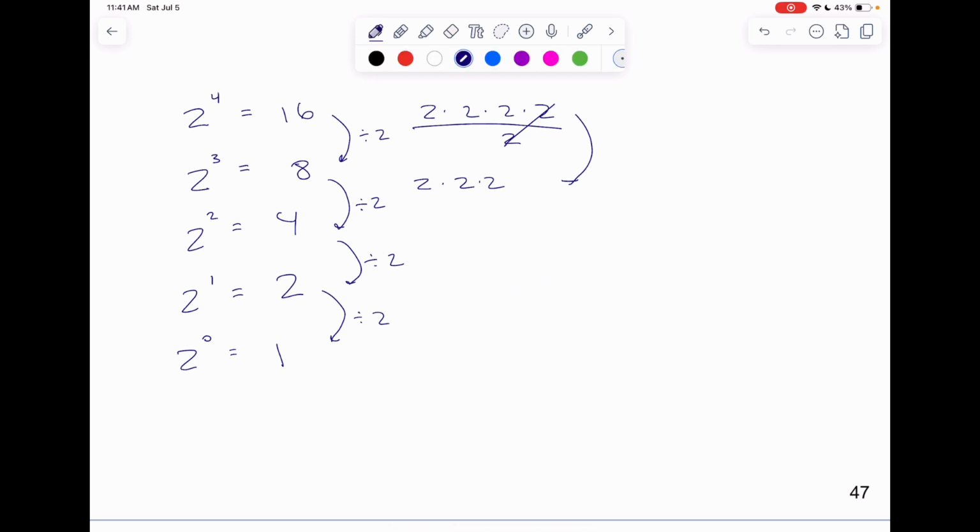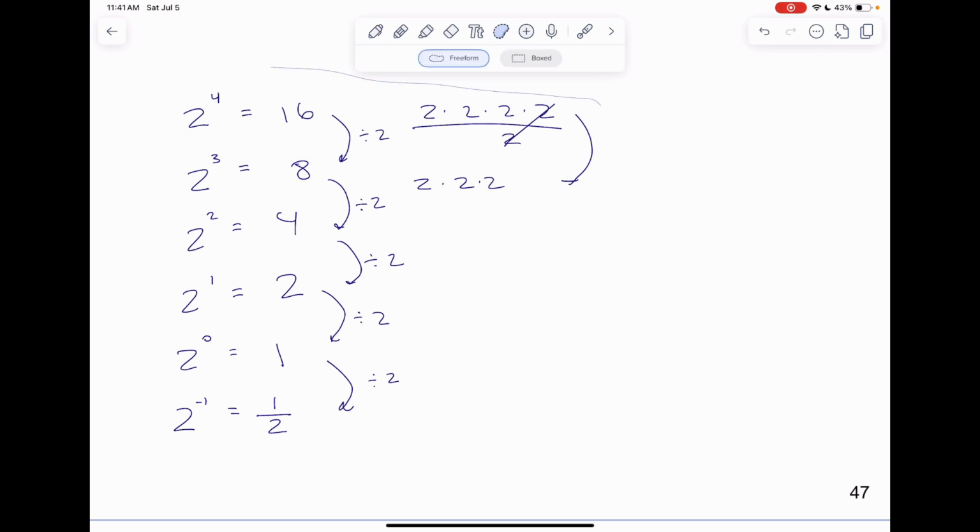Important to know. Now, what if I decreased my exponent again? Well, 0 minus 1, that's 2 to the negative 1. Then I'd have to take that 1 and divide it by 2 again. I'm going to take 1 and divide it by 2. I'm going to get 1 divided by 2, or 1/2.